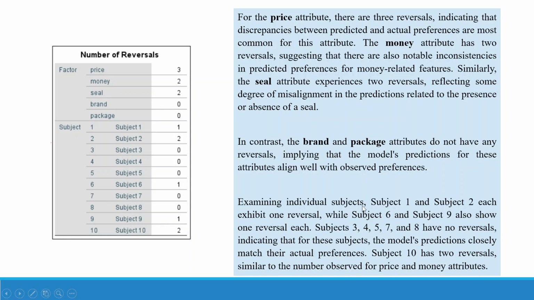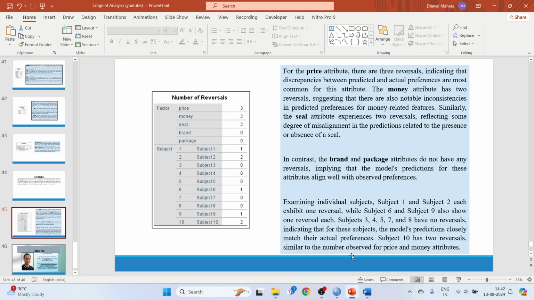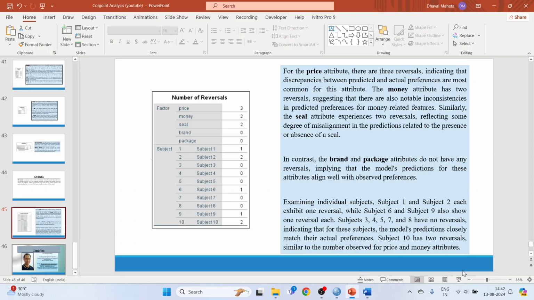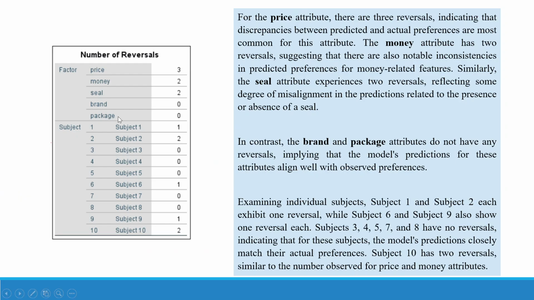Examining individual subjects, subject 1 and subject 2 each exhibit 1 reversal. How many subjects are there? 10. Let's see the data. So 10 cases are there. Okay. So subject 1 has 1 reversal, subject 2, 2 reversals, subject 9, 1 reversal, subject 10, 2 reversals.